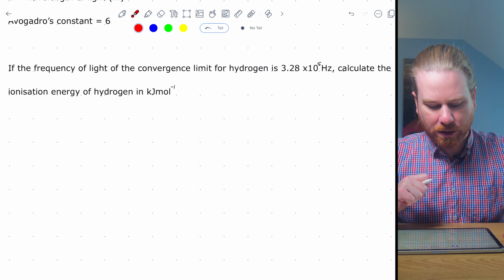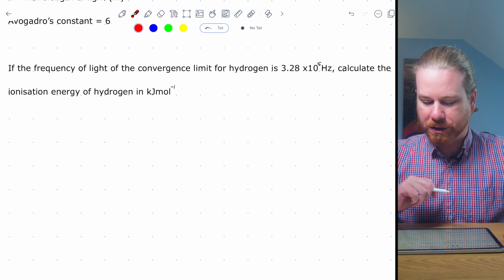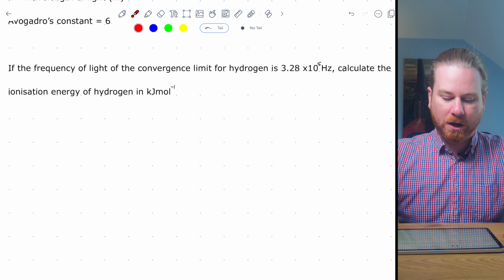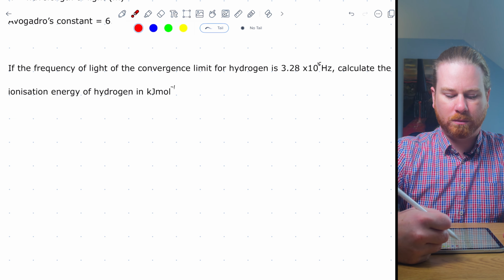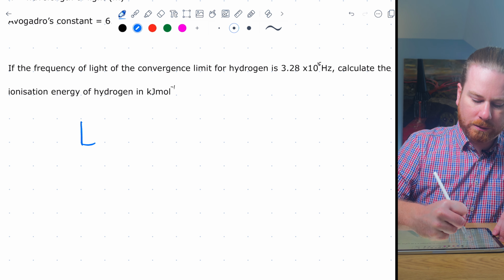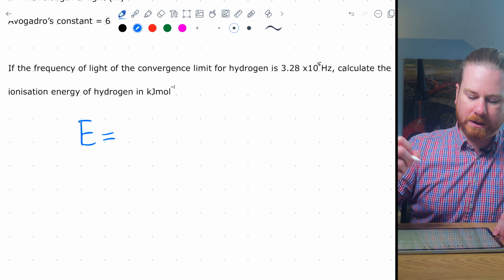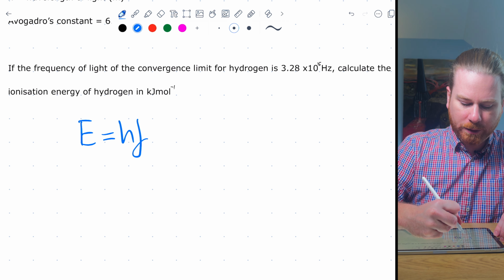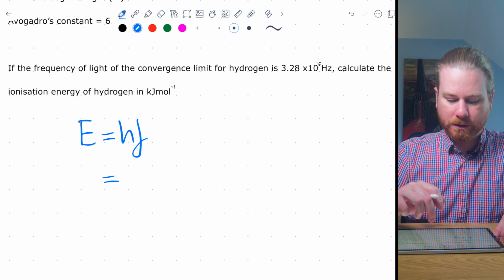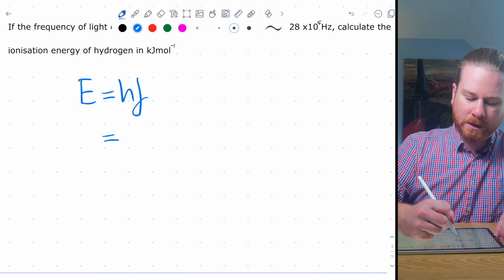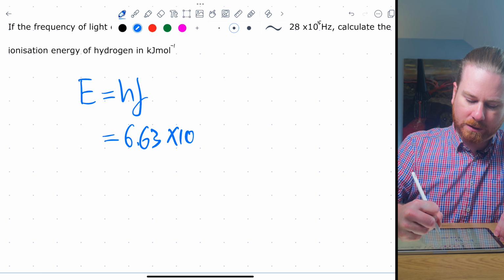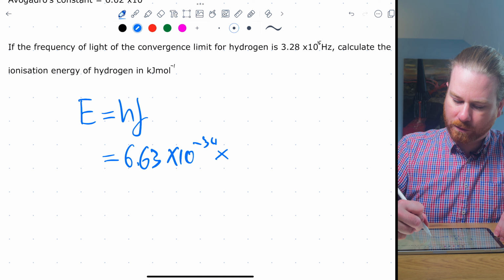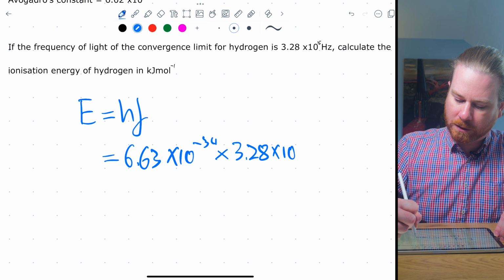So, if the frequency of light at the convergence limit for hydrogen is 3.28 times 10 to the 15 hertz, calculate the ionization energy of hydrogen in kilojoules per mole. So the first equation we need to use is this one. This is going to give us the energy of one photon. Planck's constant, just to double check, is 6.63 times 10 to the minus 34. We're multiplying that by the frequency we got in the question, so 3.28 times 10 to the 15.